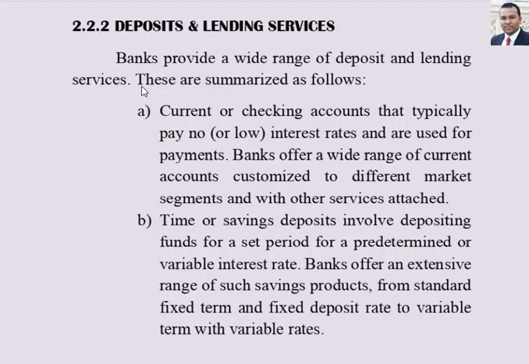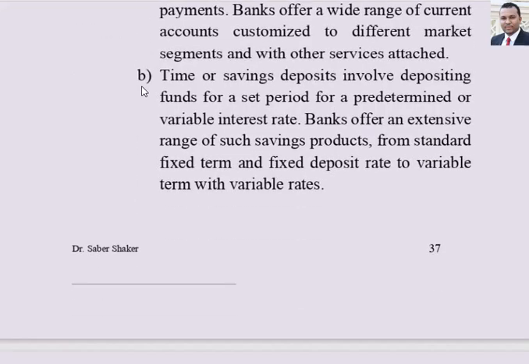So in this case, for current or checking accounts, the majority of banks never pay any interest. Then time or savings deposits. In this case, the bank pays interest, and the time or savings deposits may be short run, maybe medium, maybe long run. So the interest paid by the bank may be fixed and may be variable.